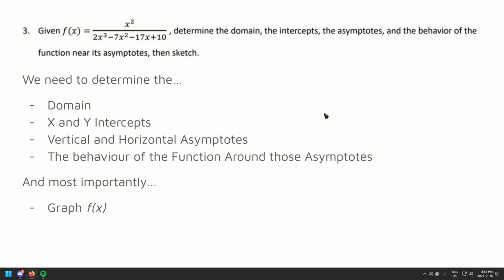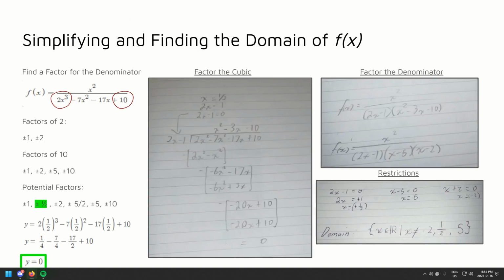Given f(x) equals x squared over that long function, determine the domain, the intercepts, the asymptotes, and the behavior of the function around its asymptotes, and then sketch. So we need to determine the domain, x and y intercepts, VA and HA, and the end behavior of the function around those asymptotes. Most importantly, we need to actually graph the function. So first, simplifying and finding the domain of f(x).